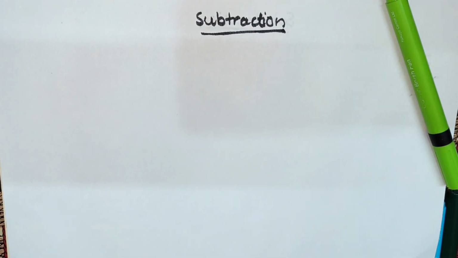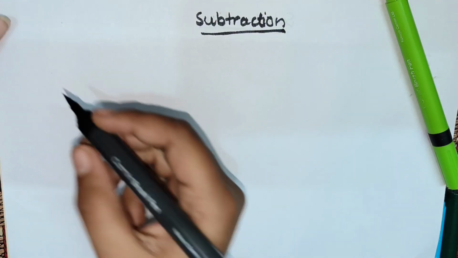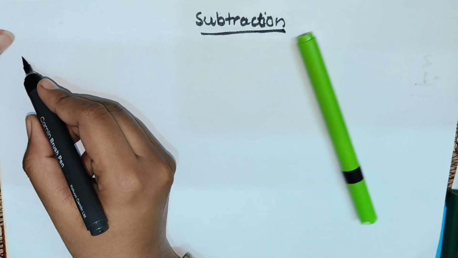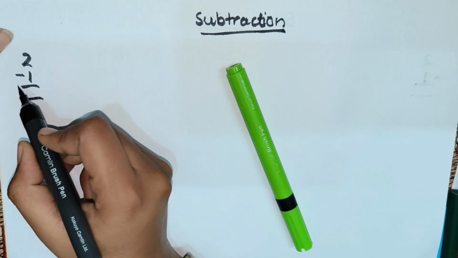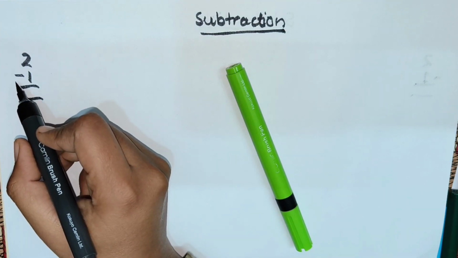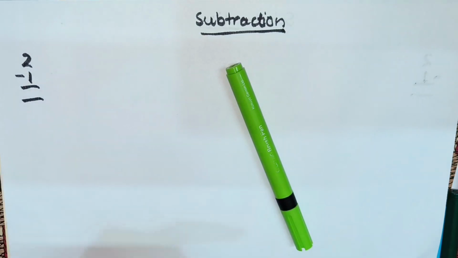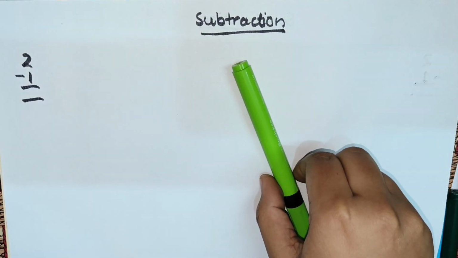Okay, how to do subtraction. So we are starting with a question that is written like 2 minus 1. Okay, this is a sign of subtraction, or we can call it a minus sign. So here it is written 2 minus 1.